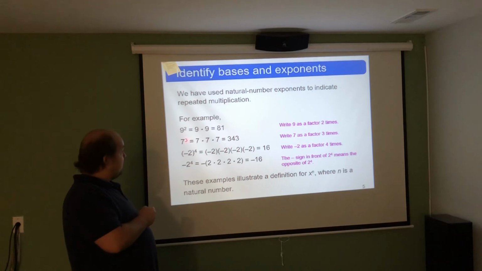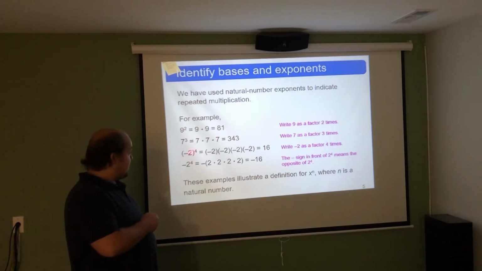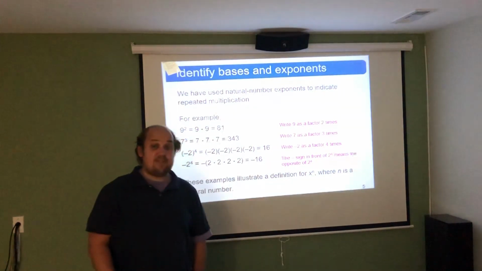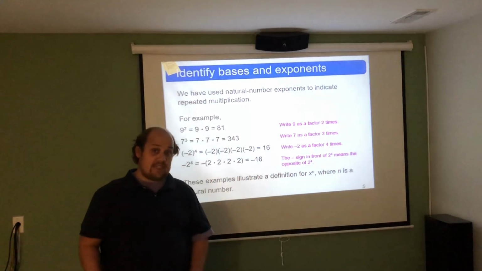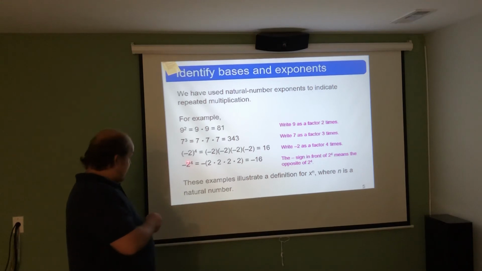7 to the power of 3 has a base of 7 and exponent of 3. It really means 7 times 7 times 7, which would be 343. Note the difference between these last 2 lines. In the top line, the negative is part of the base because the negative 2 is all in parentheses being raised to an exponent. As opposed to this bottom one just has 2 as the base. The negative is not affected by the 4th power.